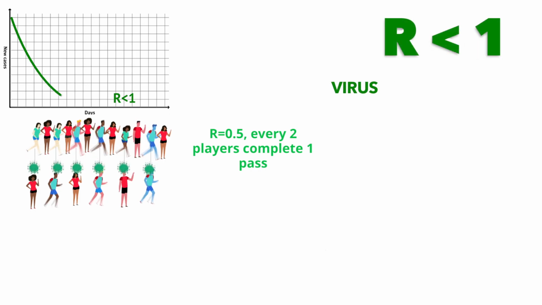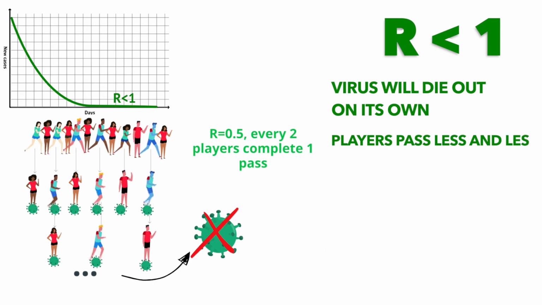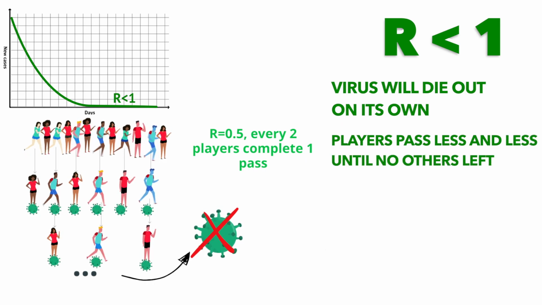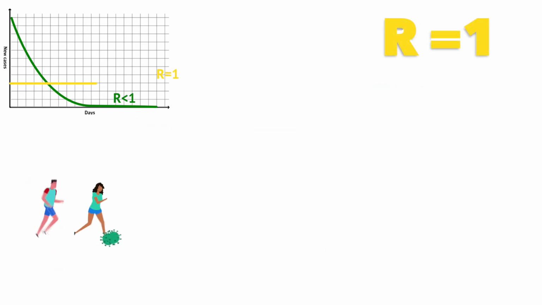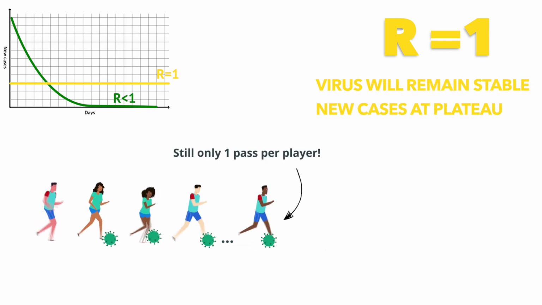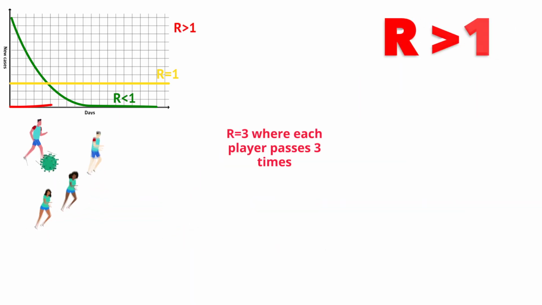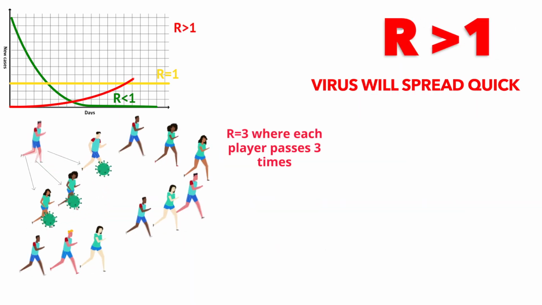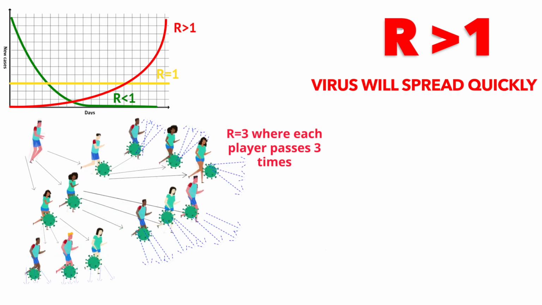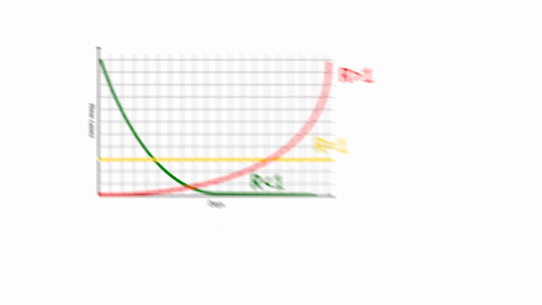When R is less than 1, the virus will die out on its own over a period of time. Players will pass less and less until there are no others left. When R equals 1, the virus will remain stable and new cases will be plateaued. Each player would pass to only one other player and so on, so passes are constant. And when R is greater than 1, the virus will spread very quickly. As players pass to more than one other, the total number of passes will grow fast.